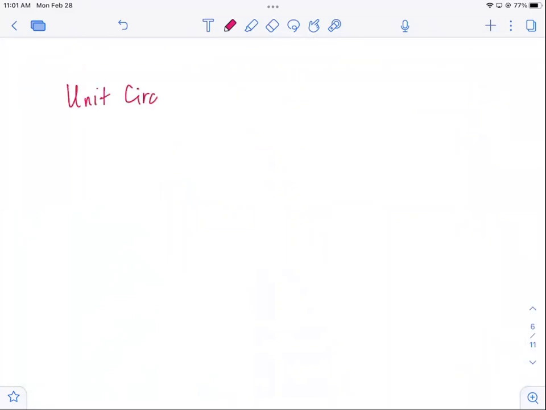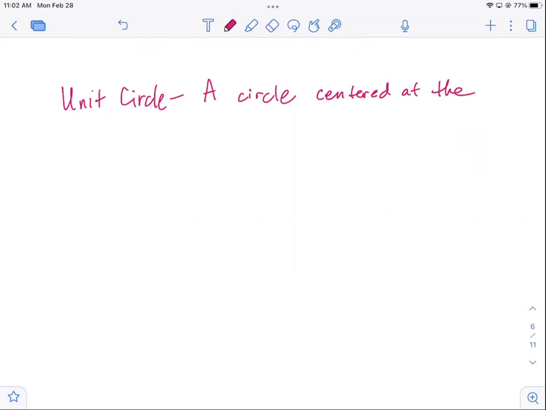So to do this, let's insert a new page. I want to tell you what the unit circle is first. So let's start off with the definition. A unit circle is, first of all, a square, right? I'm kidding. It's a circle, centered at the origin, whose radius is 1 unit.